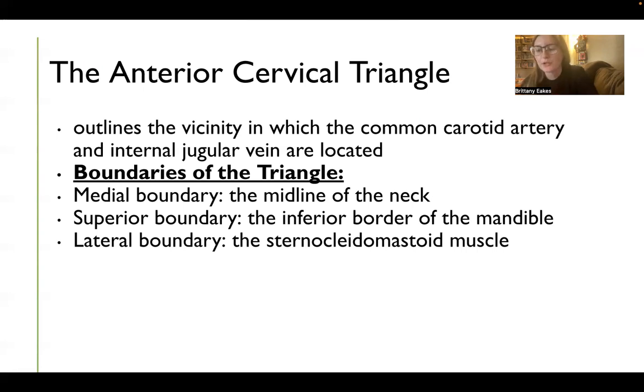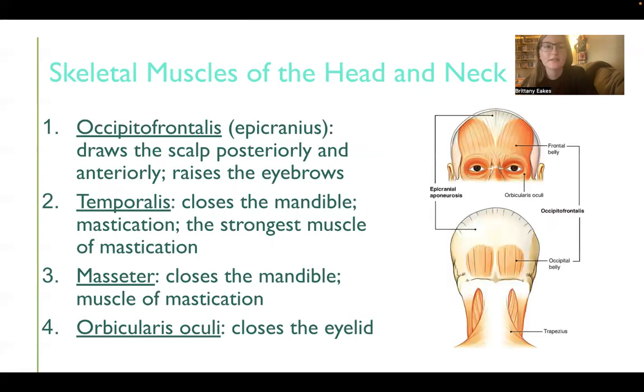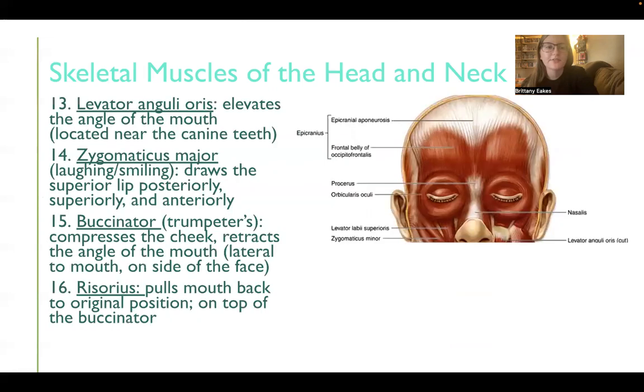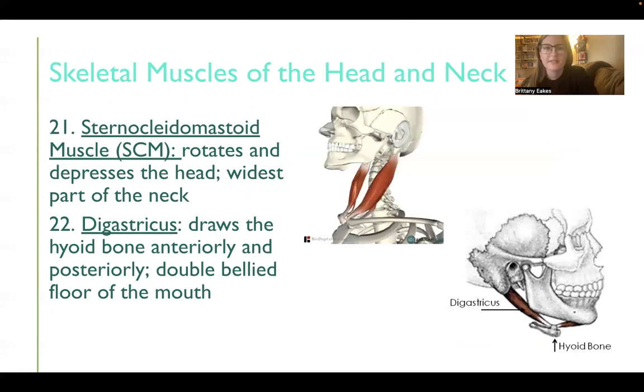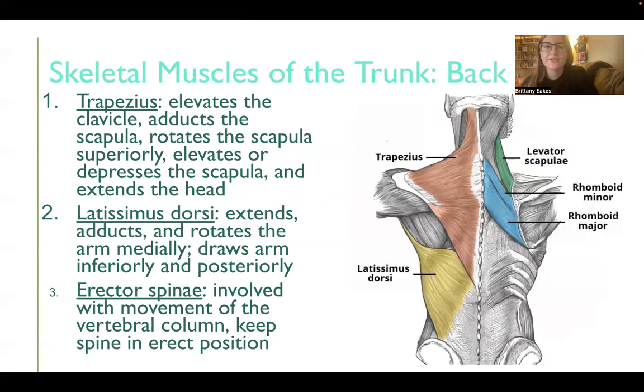That's part of our topographical anatomy. As embalmers, it's very integral to know. So I'm going to skip over skeletal muscles of the head and neck. So we've already done that. And go to skeletal muscles of the trunk of the body or the torso.